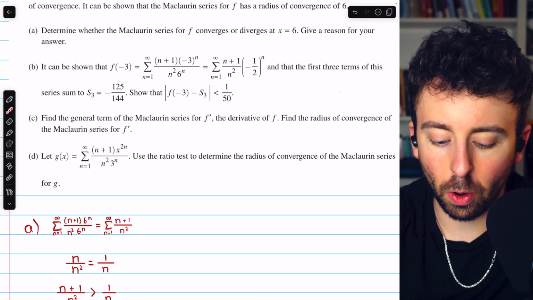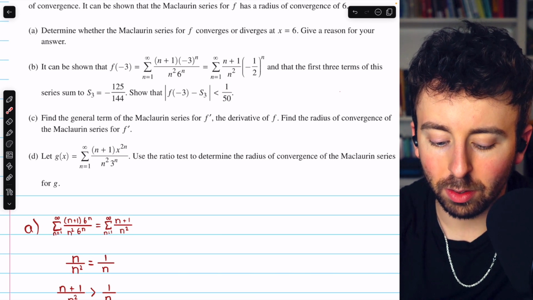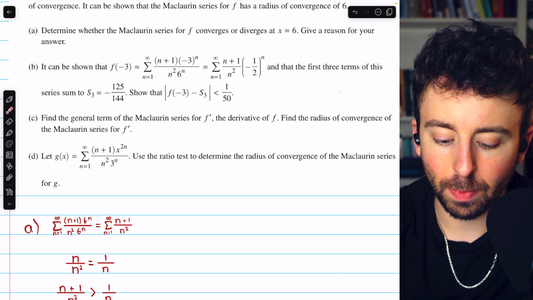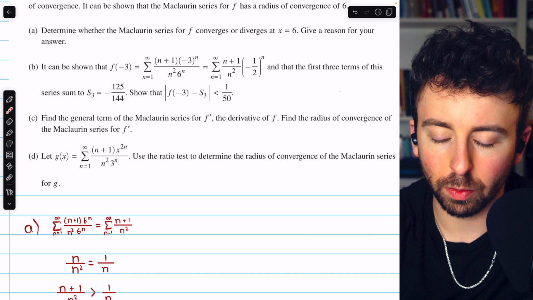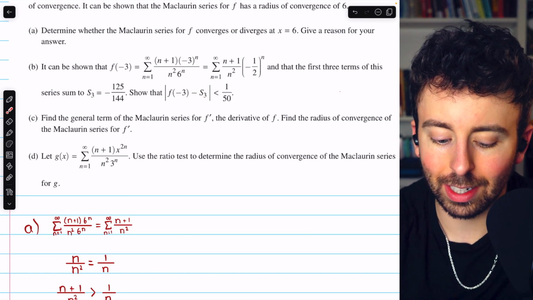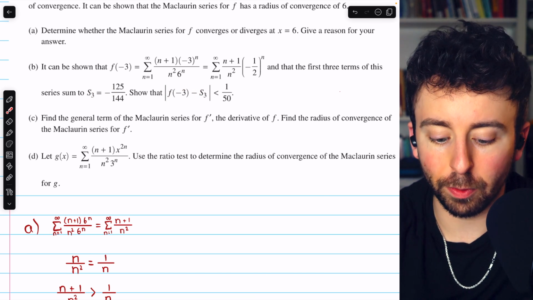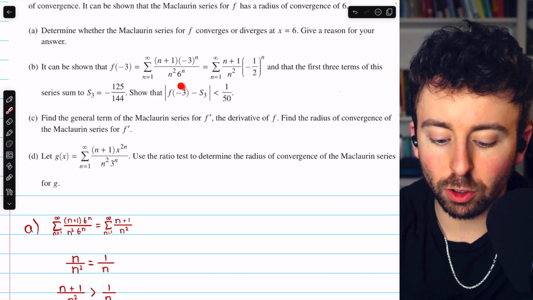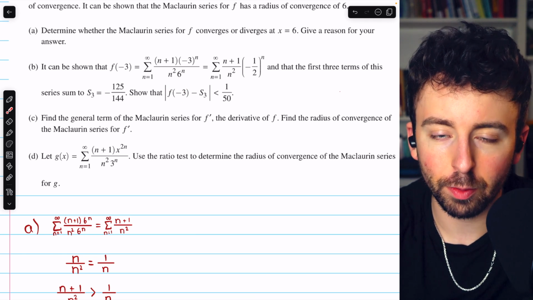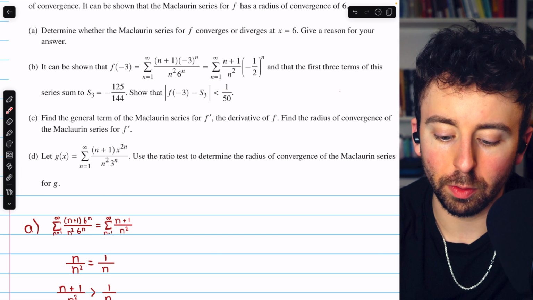We are asked to show that the error in this approximation, the third partial sum, is less than 1 over 50. So that's the error of the approximation. F of negative 3 is the true value of the function, and minus s3 is subtracting that partial sum. And so the magnitude of this difference is the difference between the partial sum and the true value of f of negative 3. We're trying to show that error is less than 1 over 50.